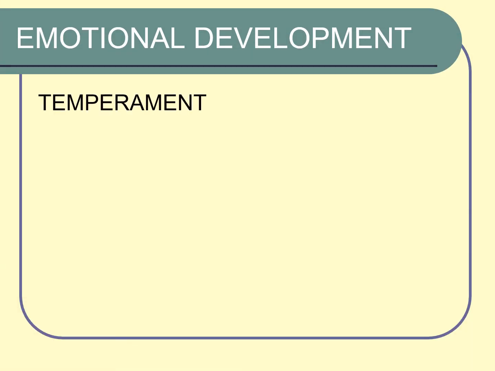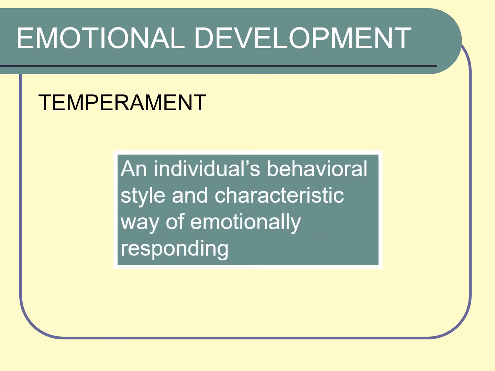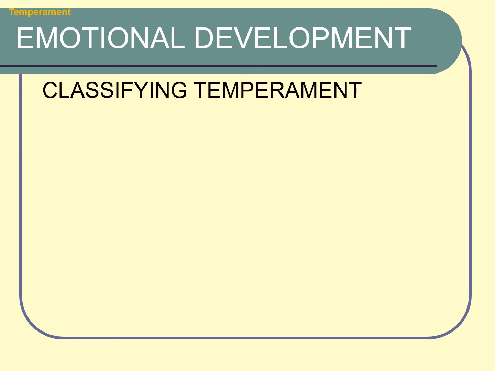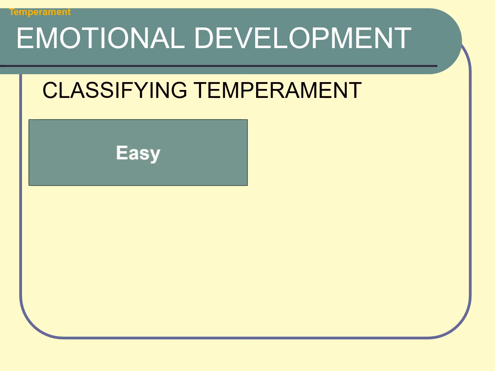Temperament is different from emotion. Emotion is transitory, fleeting, it's a state. Temperament is abiding, it's a trait. It typically does not change over a person's lifetime. Generally, there are three temperamental types.